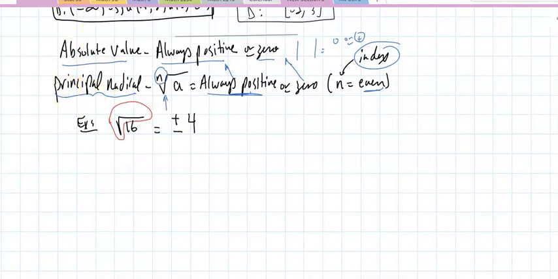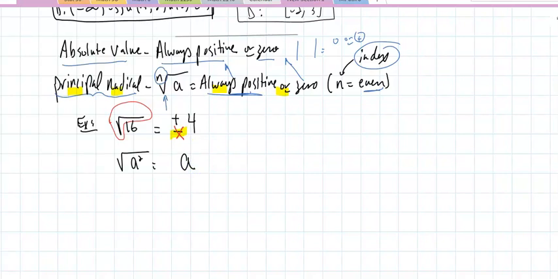The fact that we set the principal radical to always be positive eliminates the negative and says that's not allowed. So if somebody was to say, what do you multiply by itself to get 16? The answer is positive 4 or negative 4. If I was to look at the square root of a squared, what do you multiply by itself to get a squared? The answer is a. Well, not really, because what's a? A variable.